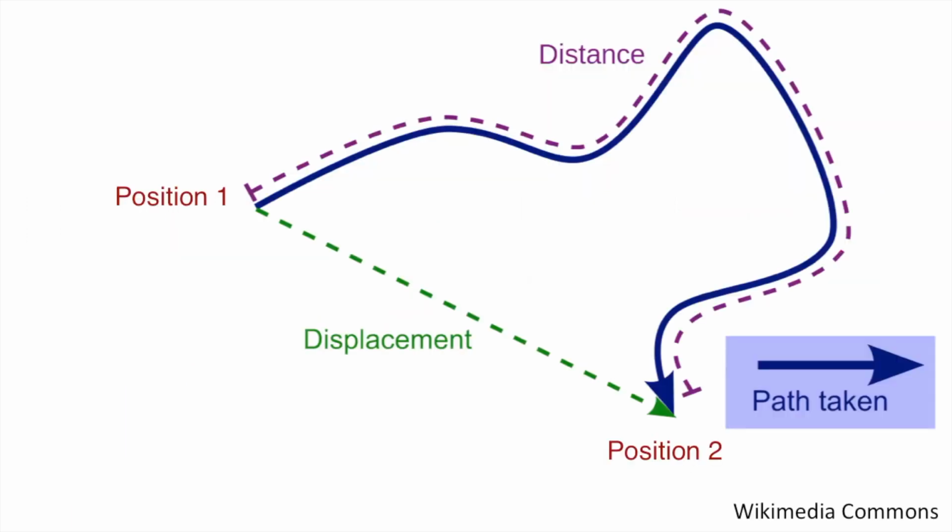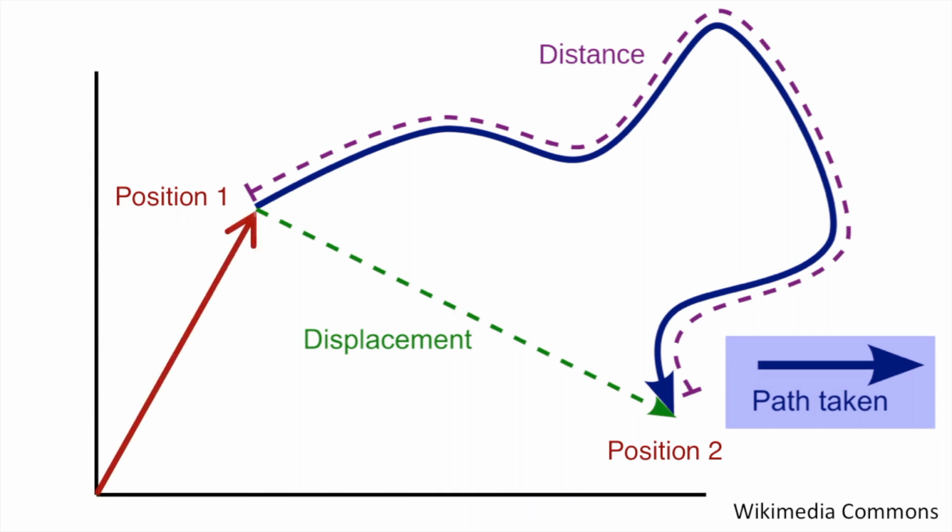When talking about motion, it is important to distinguish between distance, which is the amount of ground covered by the object, and displacement, which is the change in position. As can be seen in the figure, the distance depends on the path taken, but the displacement doesn't. Distance is a scalar quantity, while displacement is a vector quantity, because it is the difference between two position vectors.